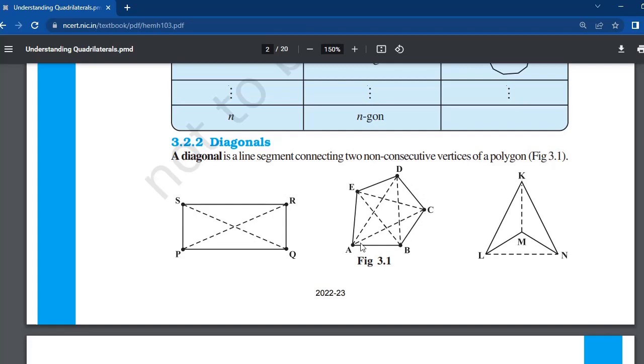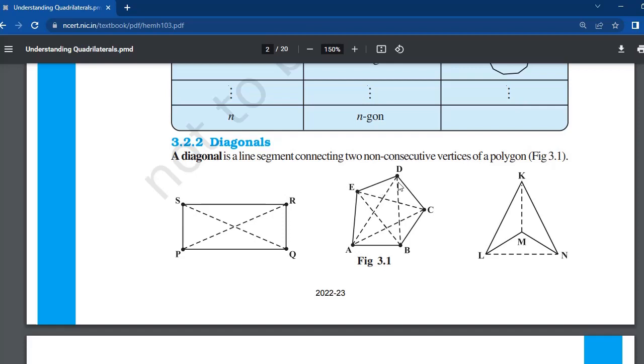In the same way, how many vertices are there here? Just count, starting from E: 1, 2, 3, 4, 5. This is a pentagon. So how many diagonals are there in this pentagon? You just connect each vertex to the far ones, not the adjacent ones. From E, if I connect to C, this is a diagonal. So EC is one diagonal, EB is the second diagonal, correct?